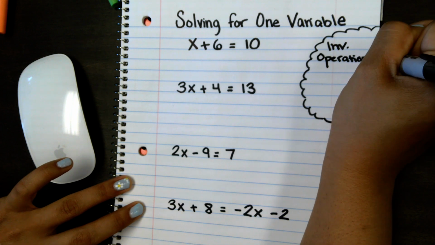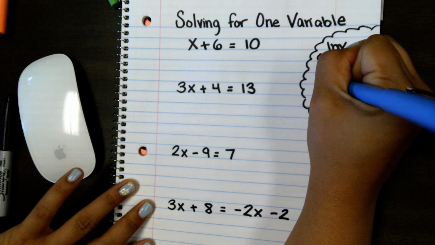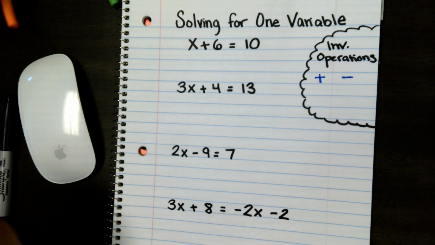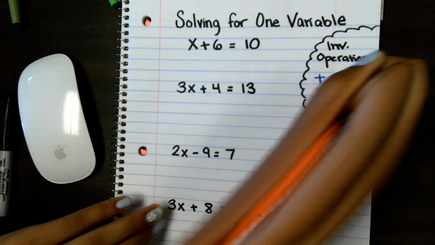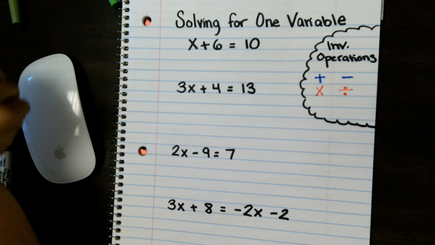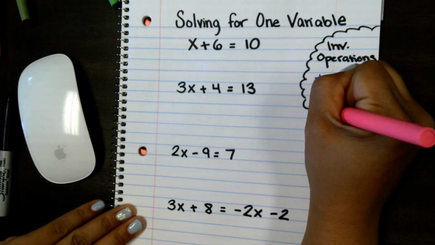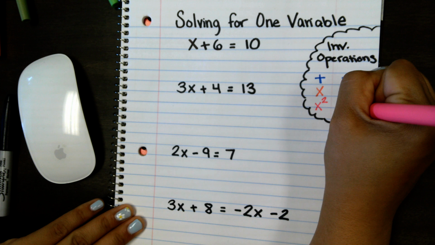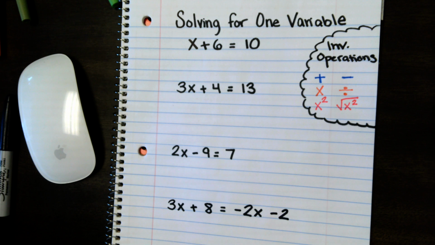So something that I want you to have in mind are what we call inverse operations. Just simply opposite operations, operations that undo one another. So for example, addition and subtraction undo one another. Multiplication and division undo one another. And another good one would be exponents, like x squared, and square roots undo one another as well. So these are some examples of inverse operations.